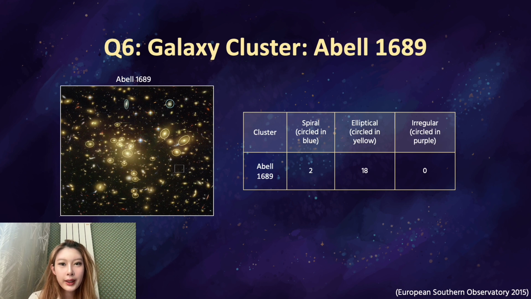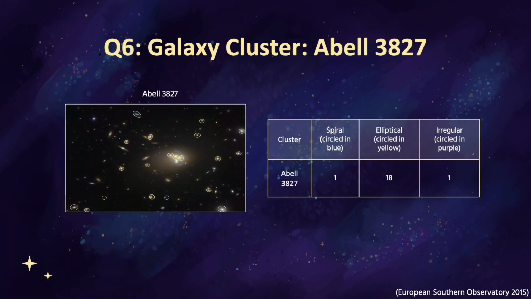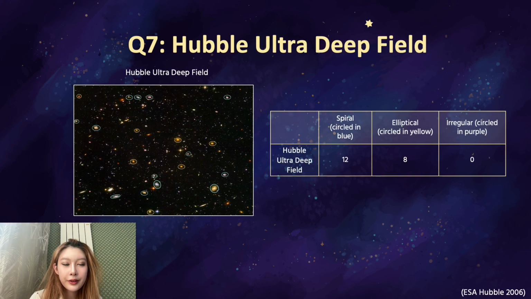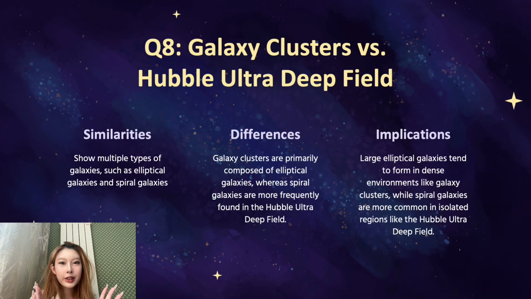For question 6, I classified 20 galaxies from each of 3 clusters on the European Southern Observatory website, and the results are presented here. The classification was also performed for the Hubble Ultra Deep Field. Now let's compare the two sets of classifications.